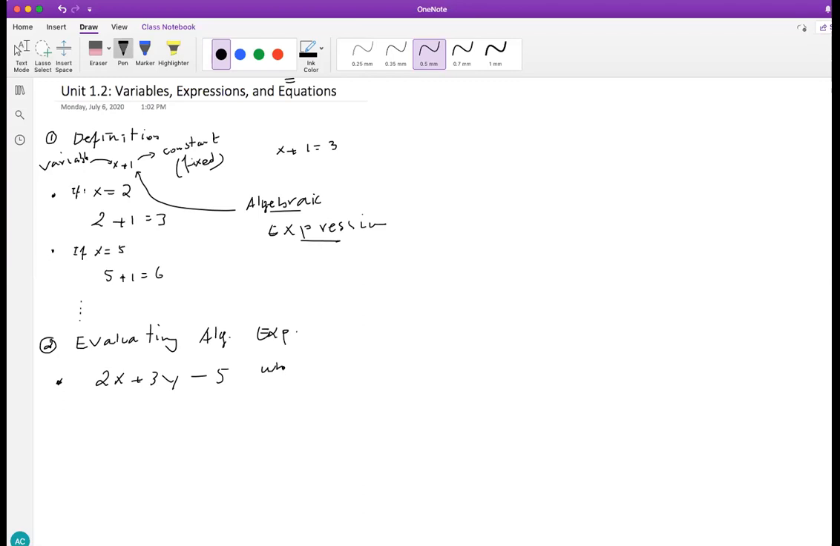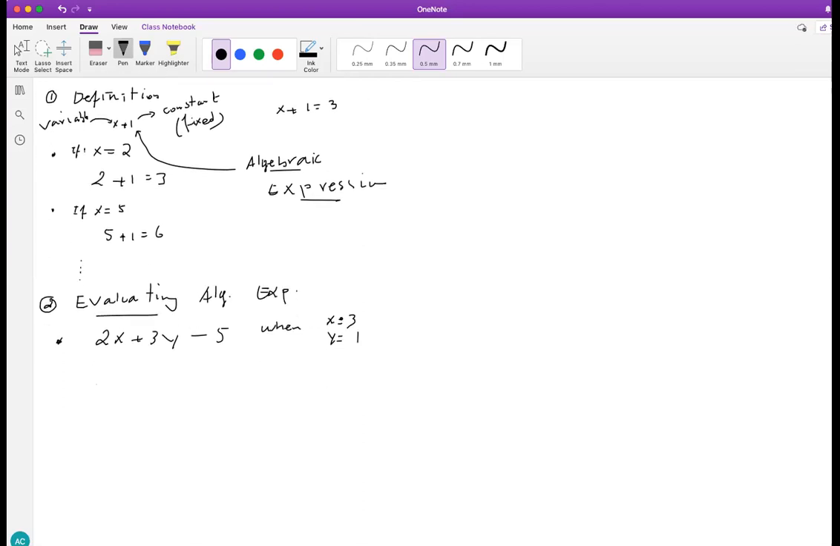So let's evaluate this when x, for example, is 3 and y is maybe 1. Again, to evaluate simply means to take the values that we know of the variables and plug them into the expression. This is an algebraic expression because it has numbers and letters. But once we substitute the values into this, we get what we call an arithmetic expression. It's just numbers and symbols and operations. And we use the order of operations to simplify them. So plug and simplify. That's the first thing you want to do.